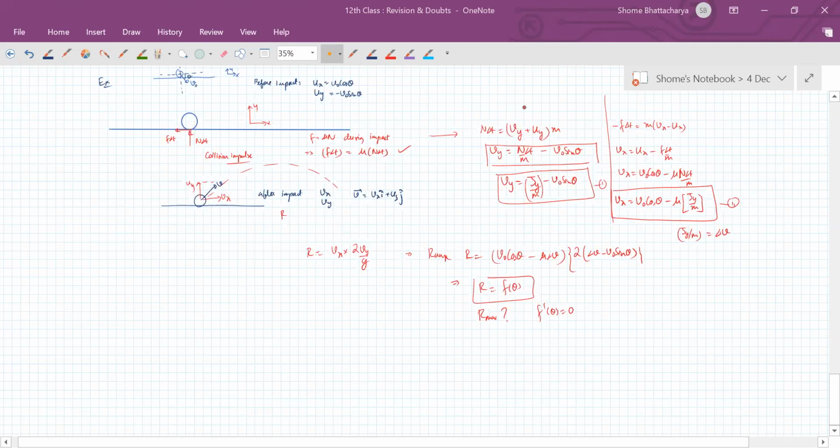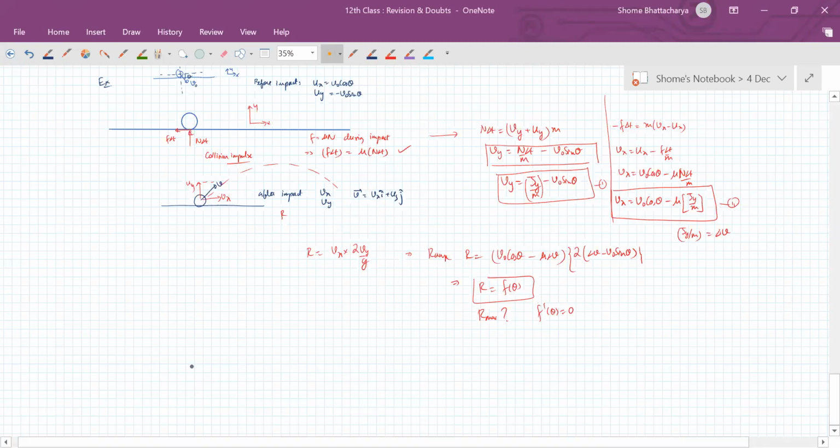Now see, one thing you can do further to make the equation simpler. Since it's asking for a condition on theta in terms of mu, you can just assume that this is an elastic collision. If it's an elastic collision, the separation velocity should be equal to the approach velocity. That will give you a much simpler way of solving this.